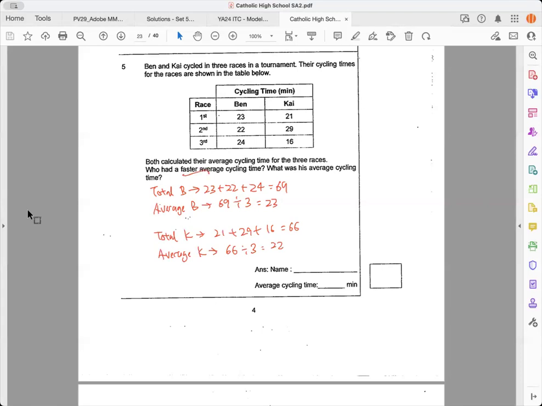So who is faster? Okay, the one with the smaller figure is faster. Don't write Ben. Some people make a careless mistake, they see 23 being the larger number and think it's faster. It's the smaller number that's faster. So Kai is the answer for the faster kid. Average cycling time will be 22. Anybody make a mistake by putting Ben instead of Kai?